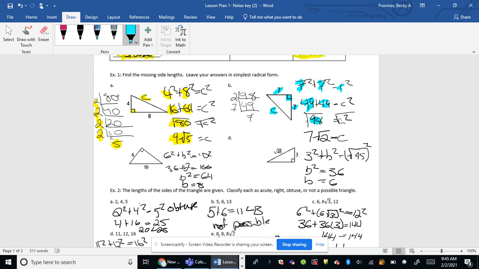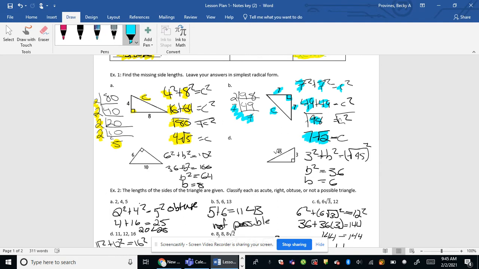So 2 divides 98 49 times, and 7 goes into 49 7 times. So we can pair these 7's together, get a perfect square number, and remove a 7 from the radical, and we're left with 2 inside. So 7 root 2 equals c. All right, moving on to C.